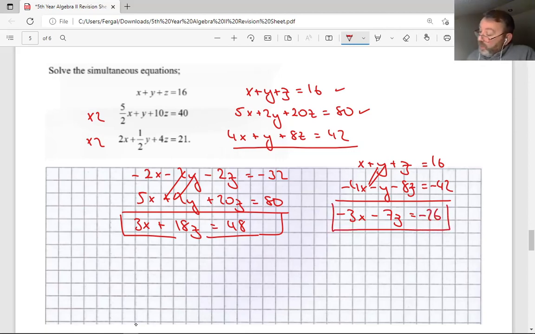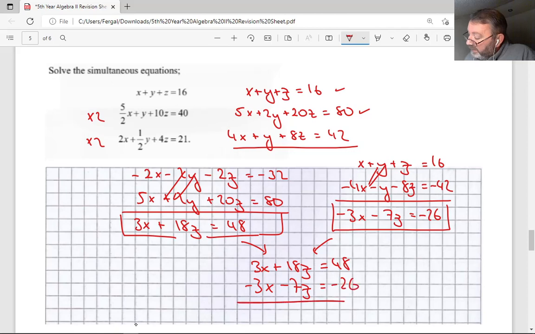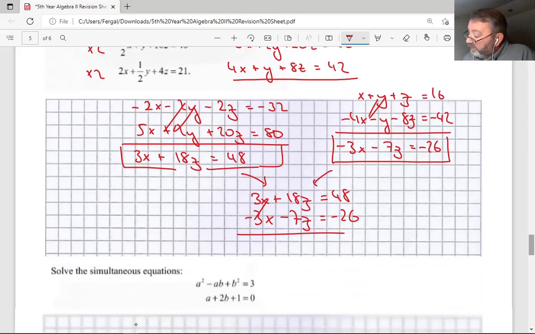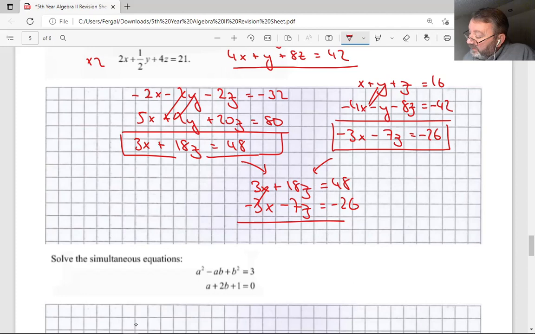Okay, so now look at the x's. They're all primed, ready to go. 3x plus 18z equals 48. Minus 3x minus 7z equals minus 26. They cancel. What do you end up with? 18 minus 7 is 11z is equal to 48 minus 26, which is 22. Lovely. So z equals 2.